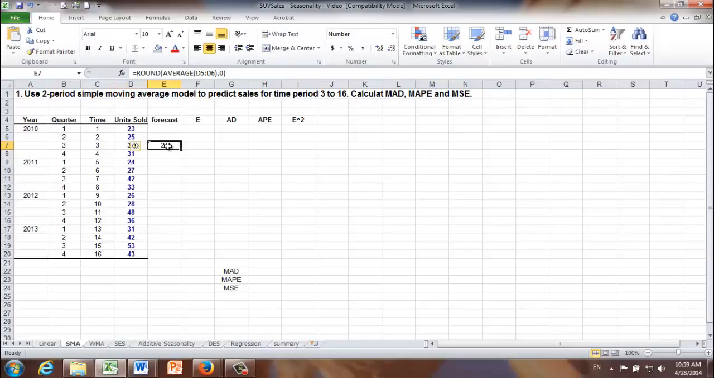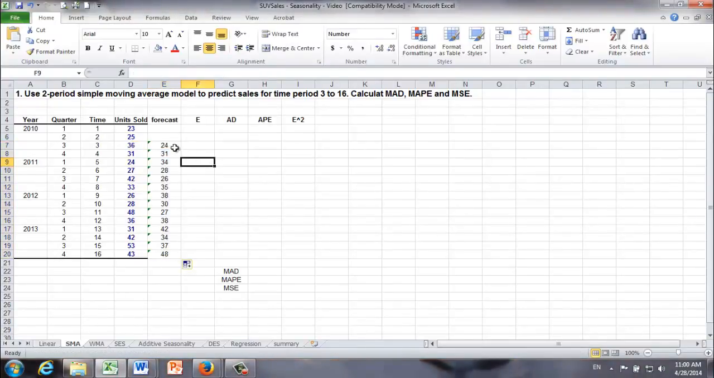And since we have the formula built in this cell, we can make predictions for all the other time periods similarly by dragging it down. You see, we have the predictions created by using the 2-period simple moving average. Of course, if we are looking for, say, a 3-period simple moving average, we are going to start our first forecast with time period 4. So here the formula is the average of SUVs sold in time period 1, 2, and 3. But here we're going to stick to a 2-period simple moving average.